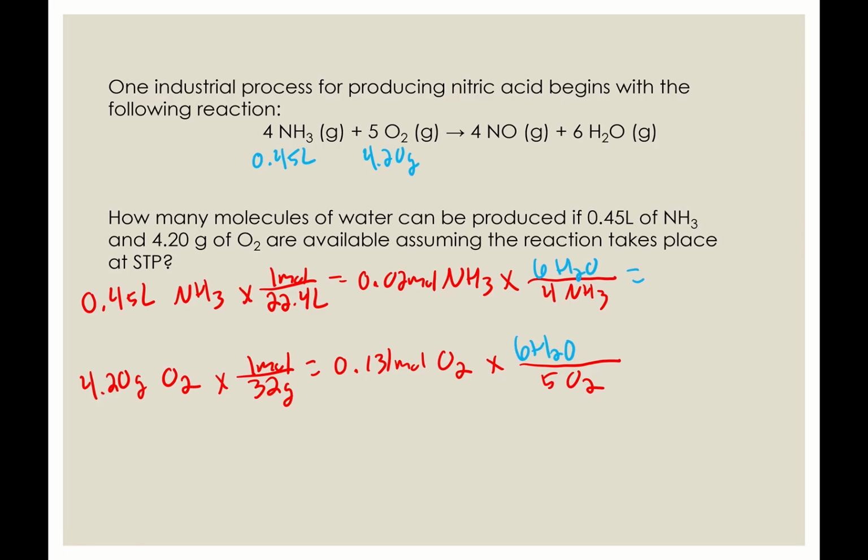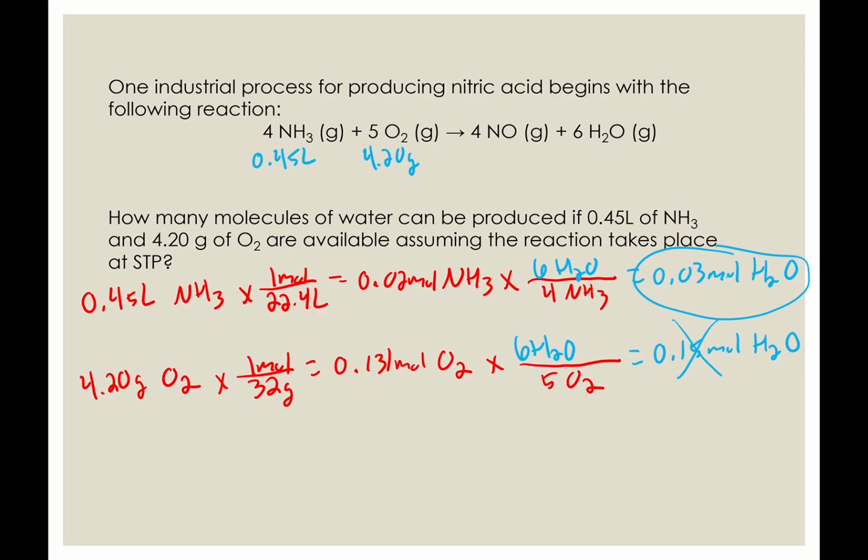That means 0.45 liters of ammonia can produce 0.03 moles of water. 4.2 grams of oxygen can produce 0.15 moles of water. Now that we have our two product quantities, the smaller one is our true moles. This 0.15 moles are not possible to form, because once 0.03 moles of water are formed, the reaction is essentially done, because we have run out of ammonia.